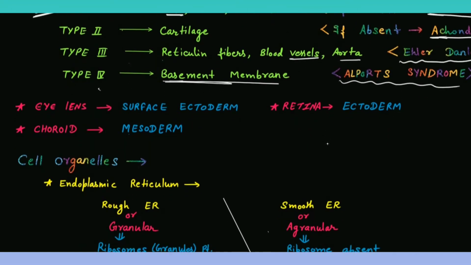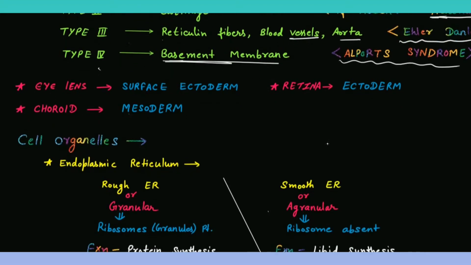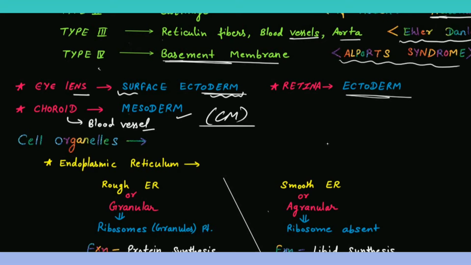Then the eyes. The lens originates from the surface ectoderm. The retina is an ectoderm derivative. But the choroid has blood vessels, so it originates from the mesoderm. Remember: lens from surface ectoderm, retina from ectoderm, but choroid from mesoderm, because it has blood vessels.